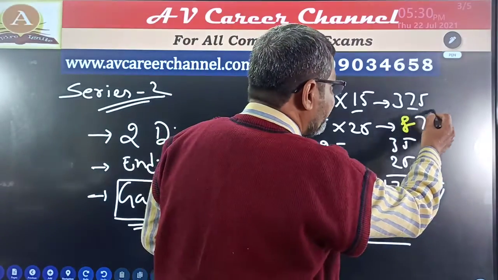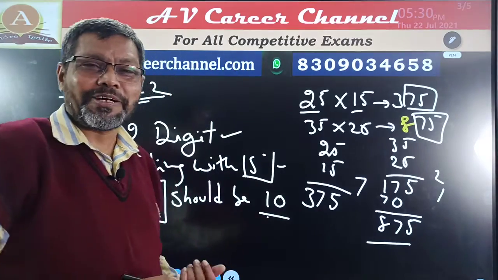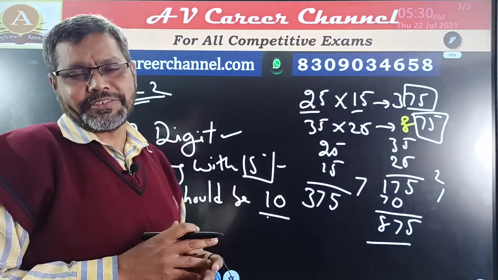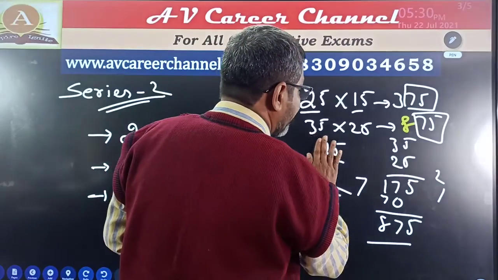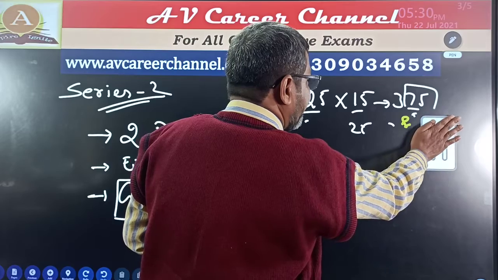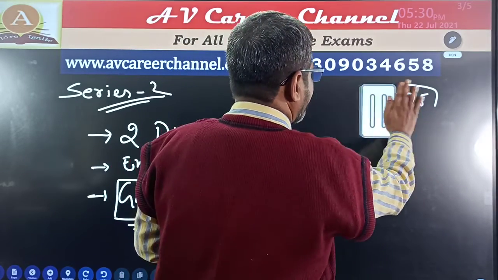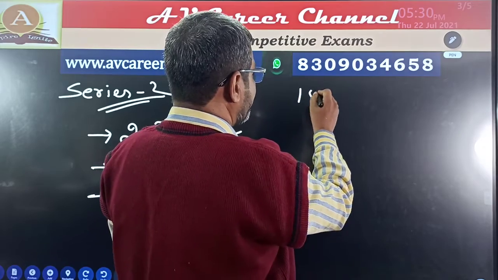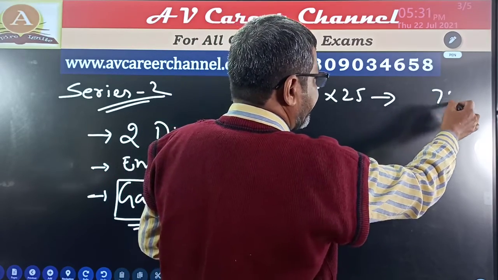Now you can observe the commonality here. 75 is common. Got it? That is the clue, my dears. The moment you get it, we can answer wonderfully. First, let us learn how the 75 came. Let me put it all up. So, 15 into 25, you are getting 75 common.